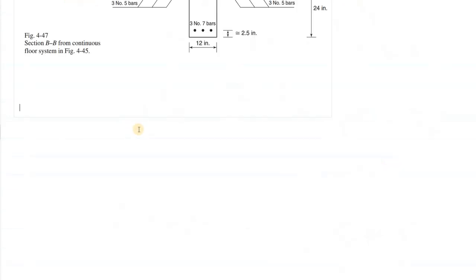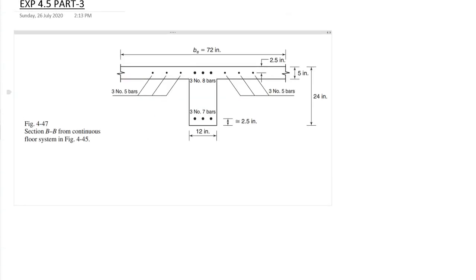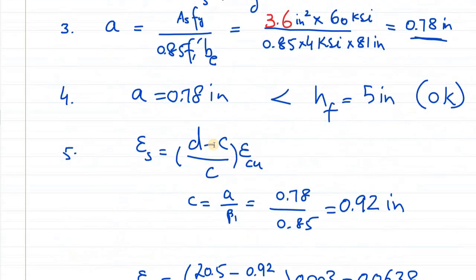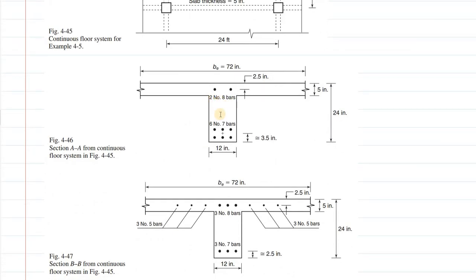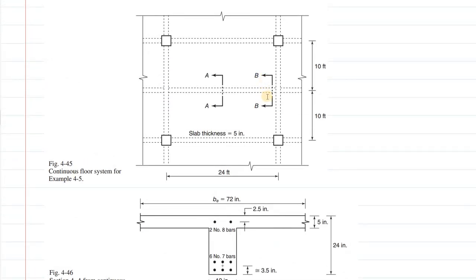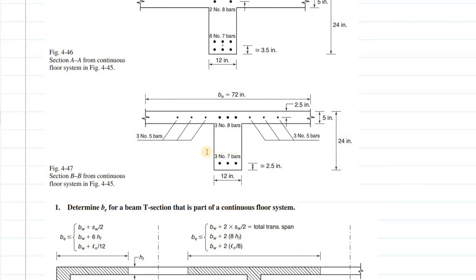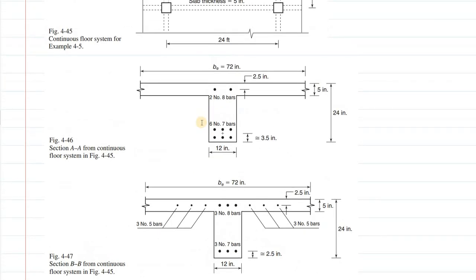Now we have done the first part. Now let's go to the second part. Let me help you recall what the given problem was. We were given this part of the continuous floor system, and we were asked to determine, for this floor beam, the phi Mn at this section AA, and then for this section BB, which is the negative bending moment section, we were required to determine phi Mn. So we have done the first part, section AA, and now we are going to discuss section BB.